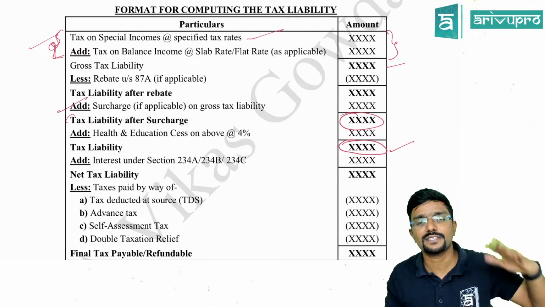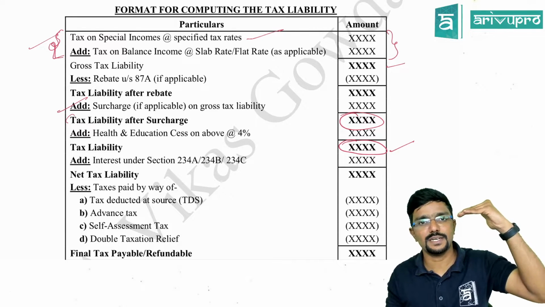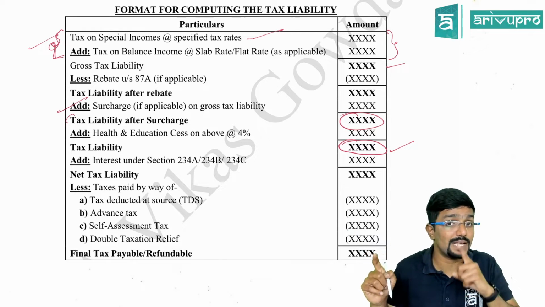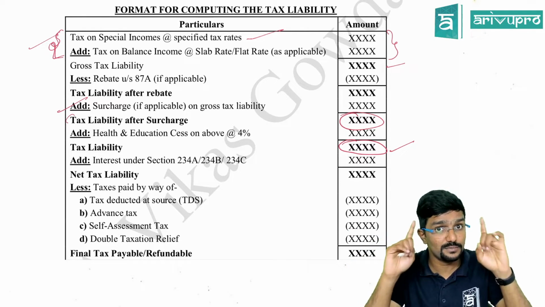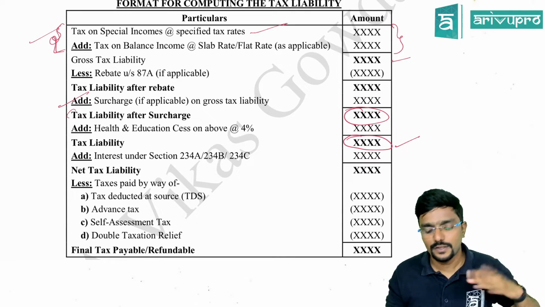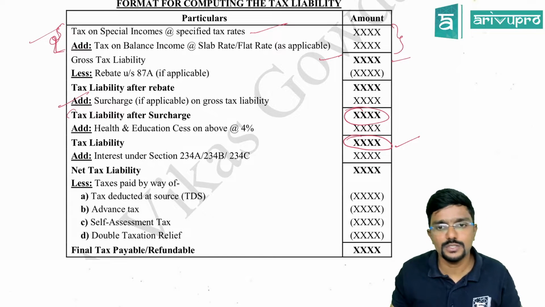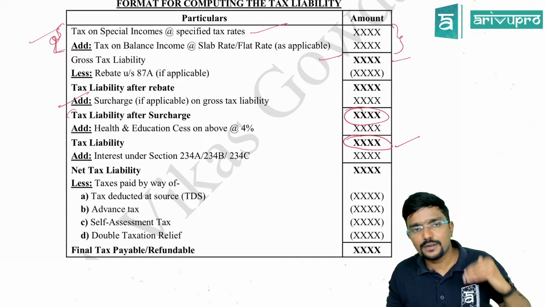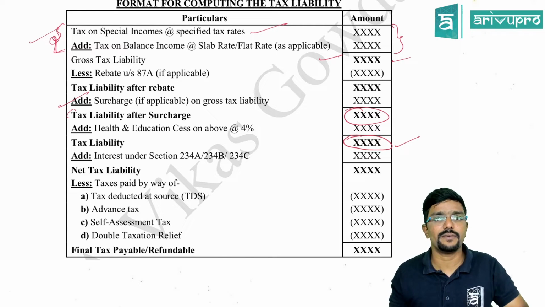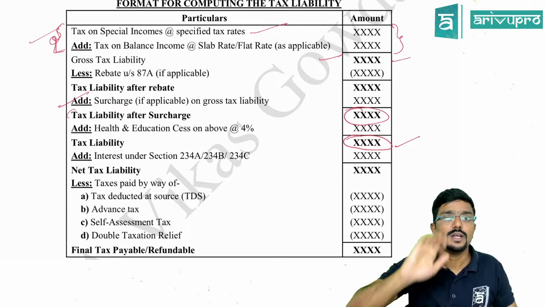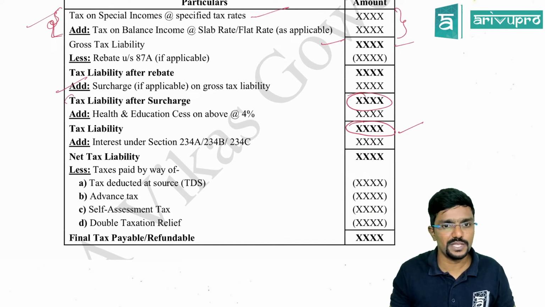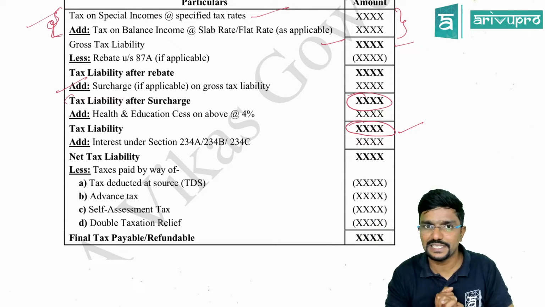Next, normal income, or we call it balance income. Either slab or flat rate would be applicable, and it also depends on whether the assessee has opted for the old scheme or new scheme. Please be careful with that also. Calculate that, then add up both and you will get one figure. Check whether the individual, only for individual, rebate is available under section 87A. That too if he is a resident individual and total income is up to 5 lakh. If rebate is available, reduce the rebate, but maximum 12,500. Please take care of it.